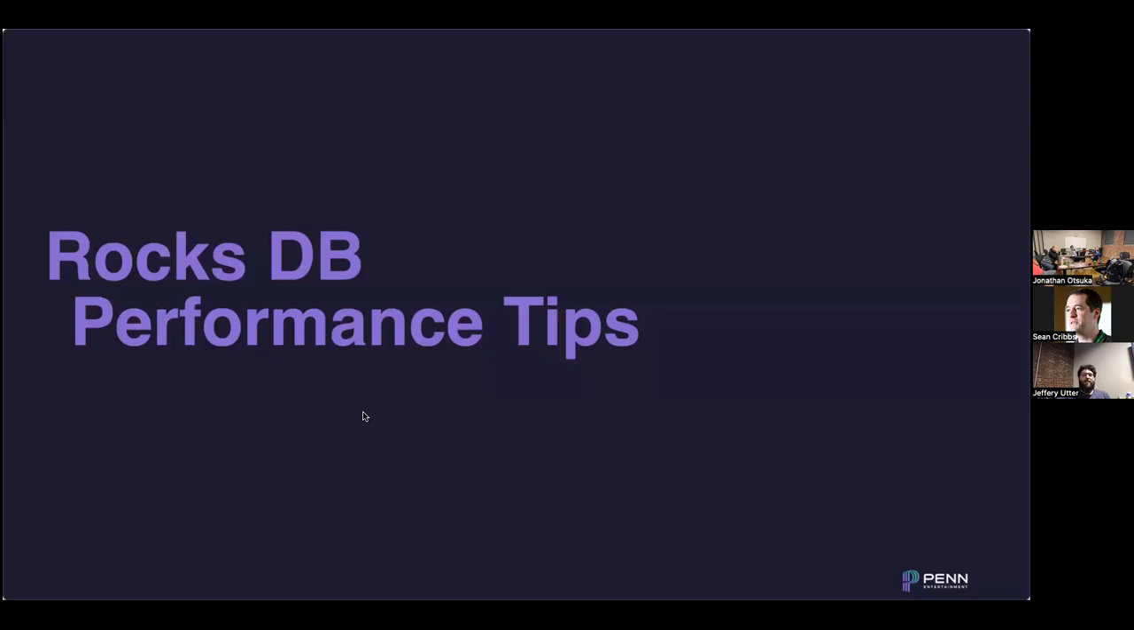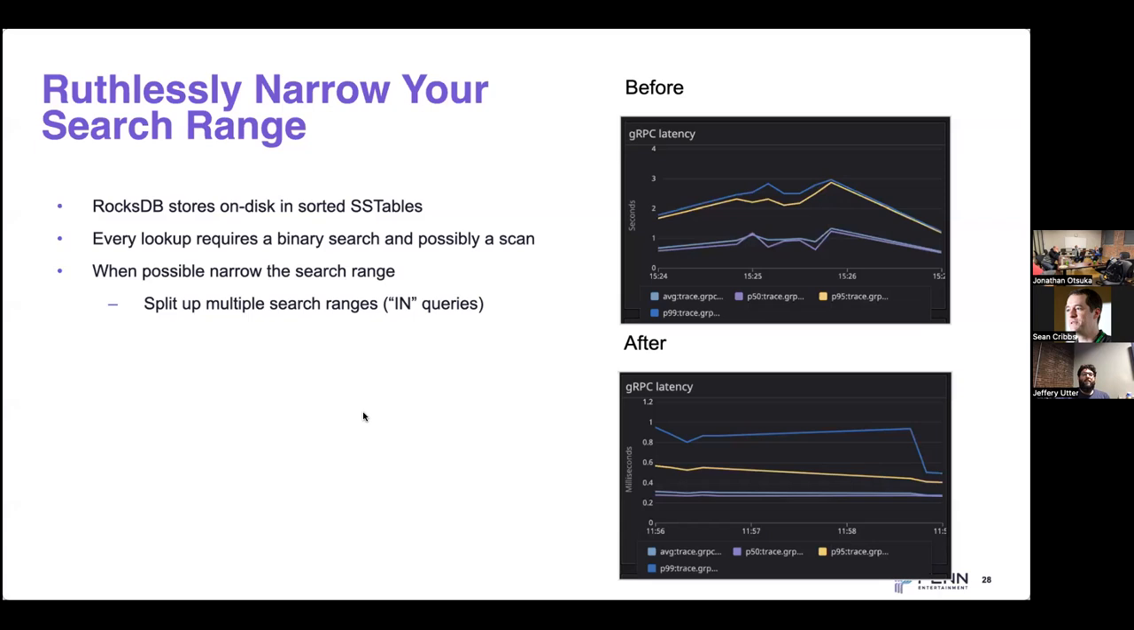Cool. Talking about internals of RocksDB, one of the optimizations we did to hit a bottleneck like this is to ruthlessly narrow your search range. And I'll try to explain what I mean here. The way the data is stored in RocksDB is it stores all the recent data in memory, so it's really fast to look up. But after a certain amount of time, or a certain amount of memory usage, it'll write that data in what's called SS tables on disk. And there's also layers of SS tables depending on the age of the data.